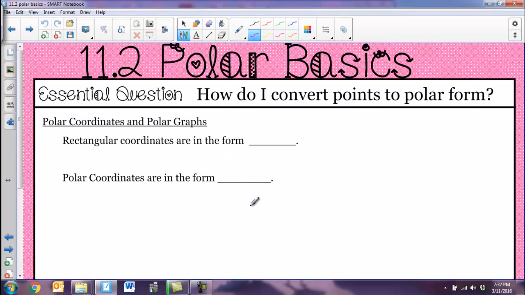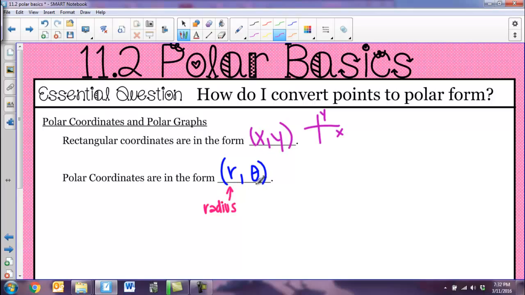And so rectangular coordinates, the normal ones, Cartesian, all the ones that you've learned since whenever, are in the form x comma y, where you have your xy axis and you go side to side or up and down depending on if you're negative or positive. Now polar coordinates are going to be in the form r comma theta. And r is going to represent a radius and theta is going to represent an angle.